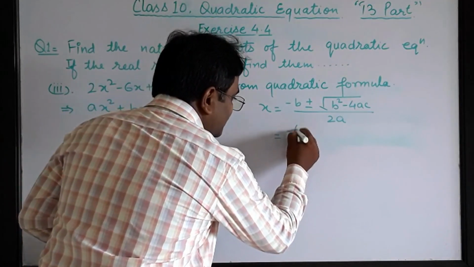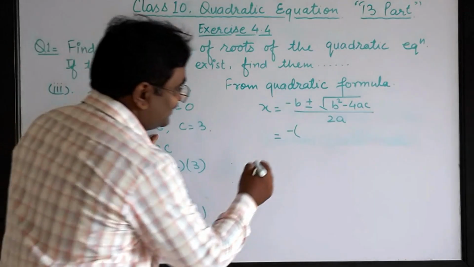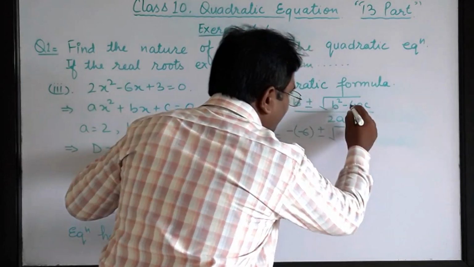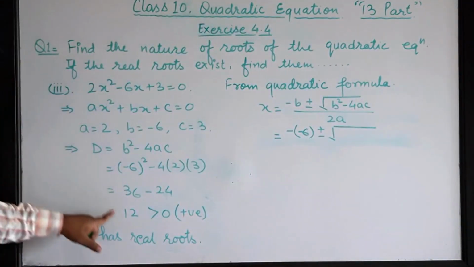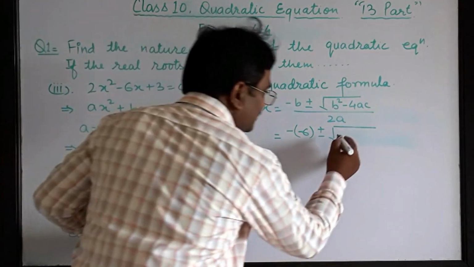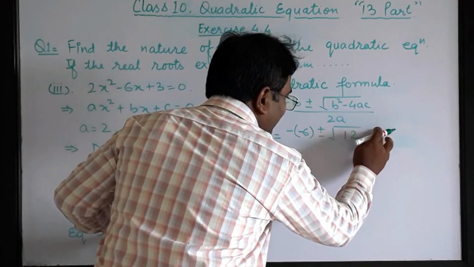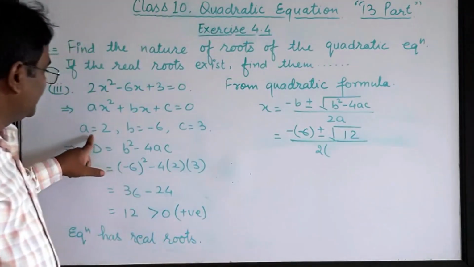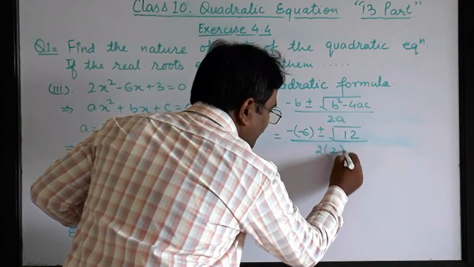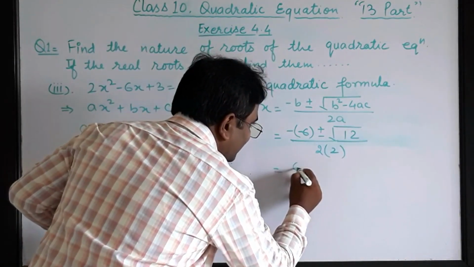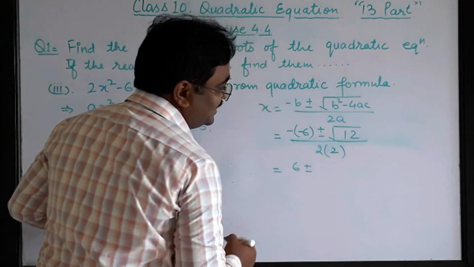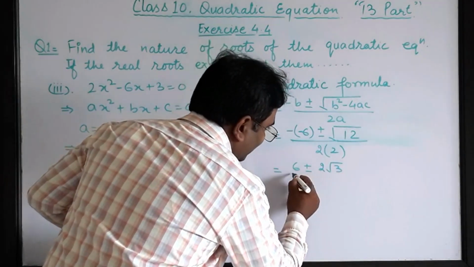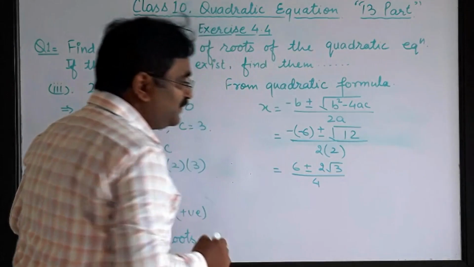Minus b, minus of b is minus 6, so minus 6 plus minus under root b square minus 4ac, which is d, and d is equal to 12. So substitute here. The value of d is 12 divided by 2 into a, and the value of a is 2. Now solve it, you will get 6 plus minus, and it can be written as 2 under root 3, 2 2s are 4, 3s are 12, divided by 2 2s are 4.